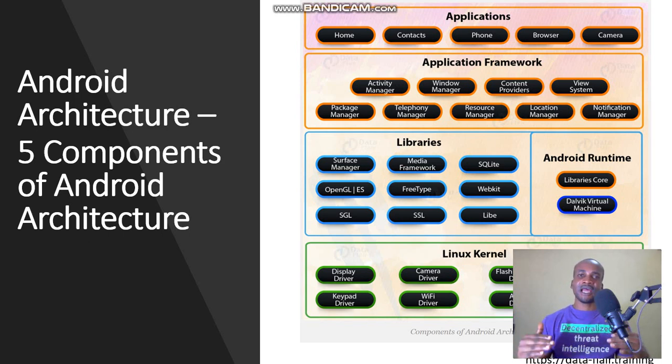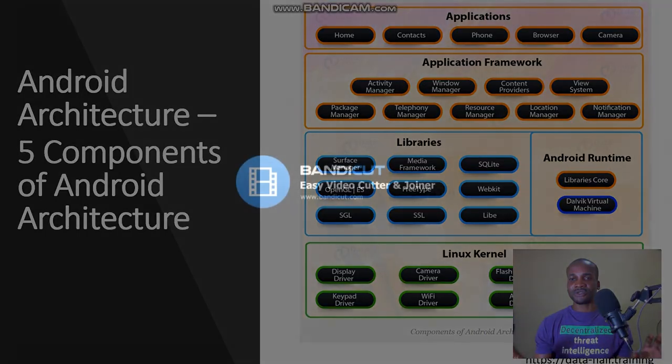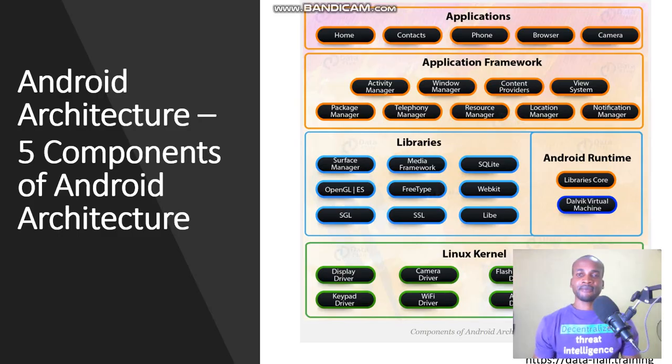Now the second layer has 2 sub-components: the libraries and the Android runtime. For the libraries, Android components are built using native code and require native libraries, which are written in C or C++, and most of the libraries are open source. Also, this layer handles data that is specific to the hardware. Some of the native libraries include Surface Management, Media Framework, SQLite, and so many others.